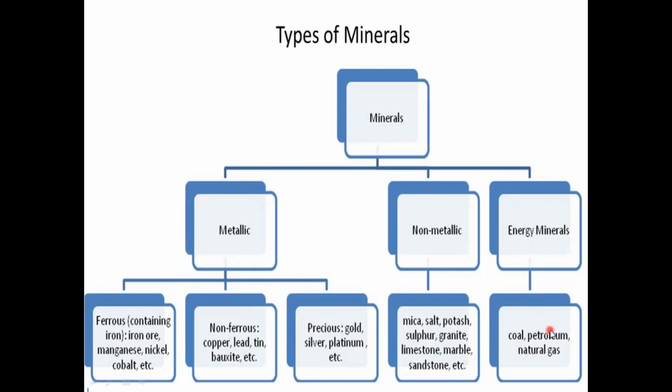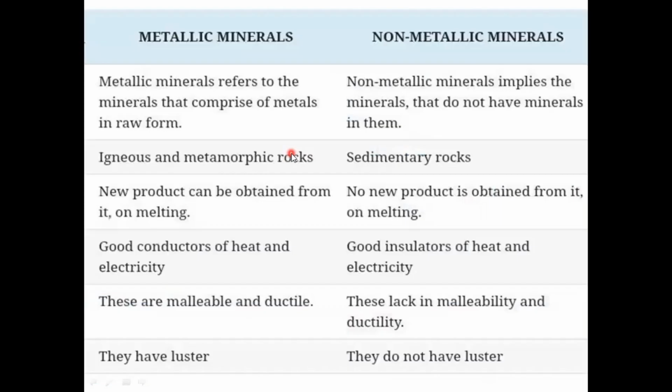Now you may be asked a question like differentiate between metallic minerals and non-metallic minerals. At that time we have to differentiate them. Metallic minerals refers to the minerals that comprise metal in raw form, and they are found in igneous and metamorphic rocks. A new product can be obtained from them on melting. They are also good conductors of heat and electricity.